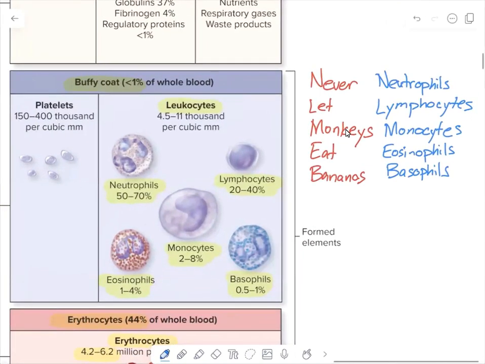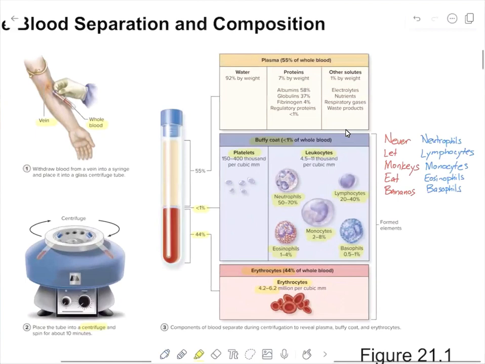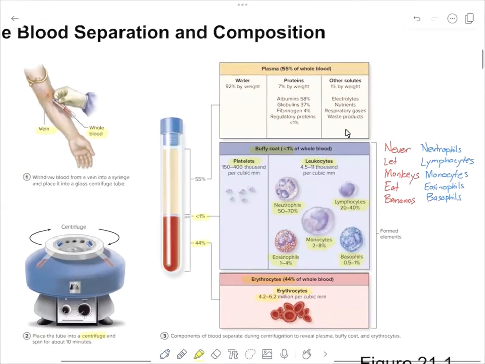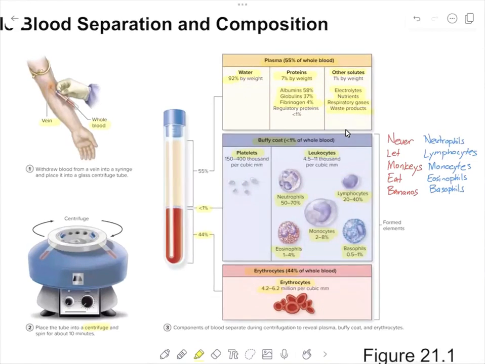The other part of the buffy coat would be platelets, which are basically fragments of cells. Now, the last part is the plasma, which is 55% of the whole blood. By weight, 92% of it is water. The rest of it is proteins and other solutes. Those proteins include albumins, globulins, and fibrinogens. And the other solutes include things like electrolytes, nutrients, respiratory gases, as well as waste products.